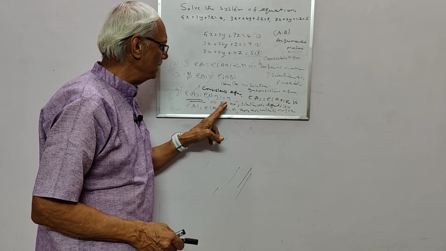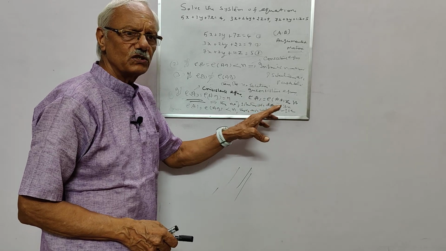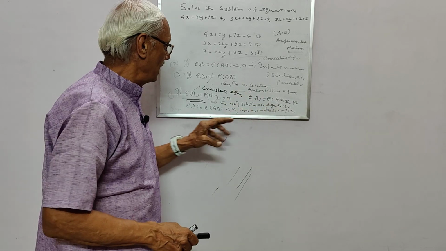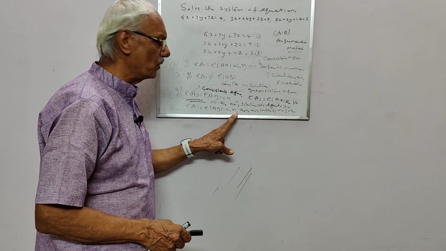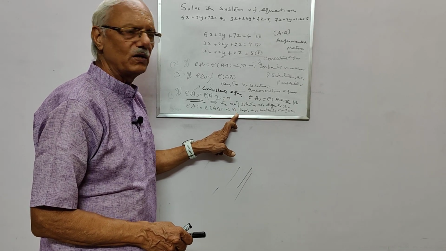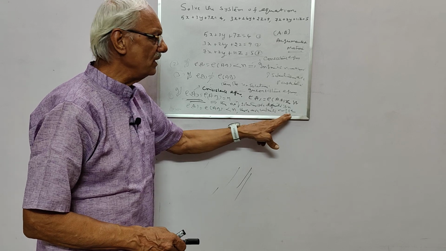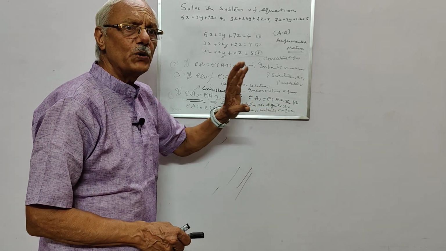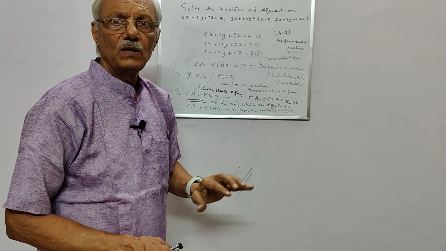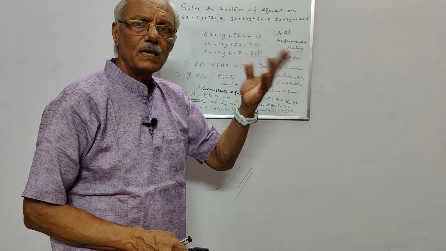equal to rank of AB is equal to n, then the number of solutions are n and they are unique. And if rank of A is equal to rank of AB, but it is less than the number of unknowns, n refers to number of unknowns, then there are infinite number of solutions possible. And in both the cases, the equations are said to be consistent.